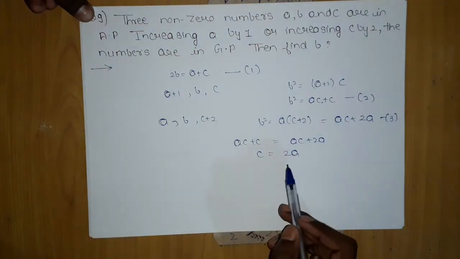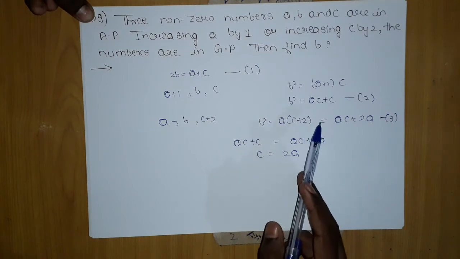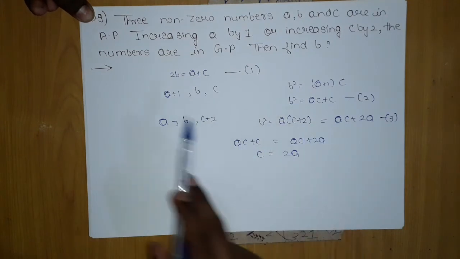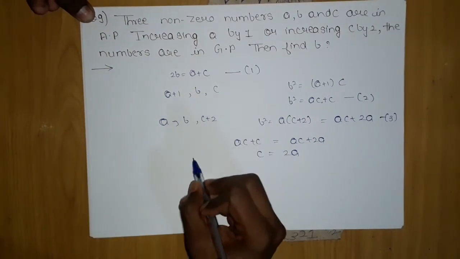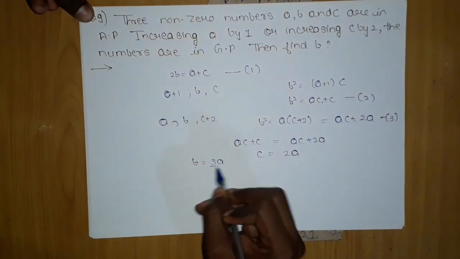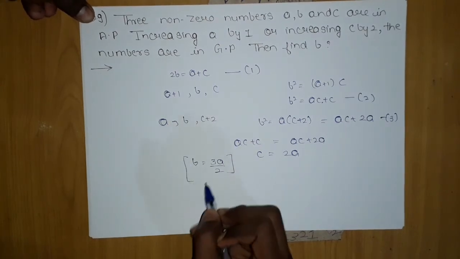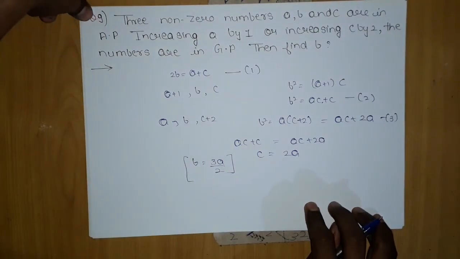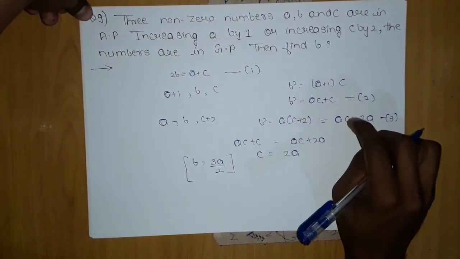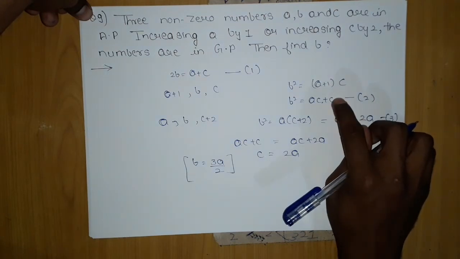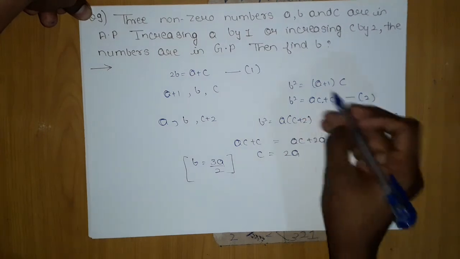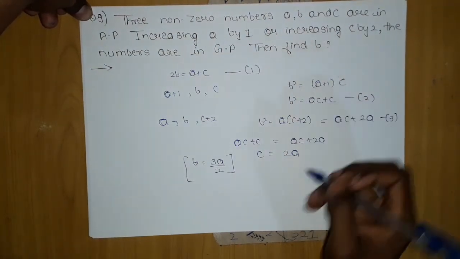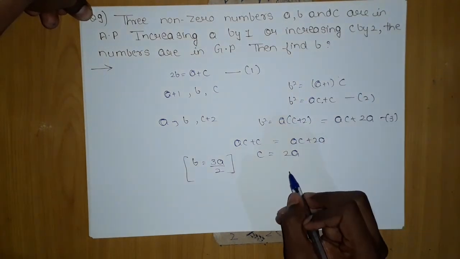Now if I put the C value here, what I get is B is equal to 3A by 2. Okay, I got the B value. Similarly, if I have the C value and the B value, I can get the A value from here by putting it here. Let's put it here only.